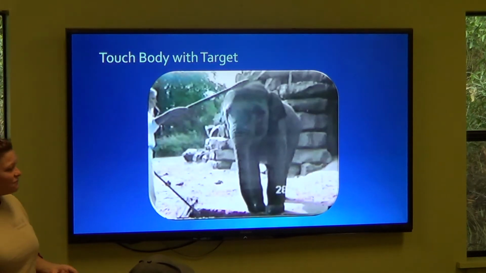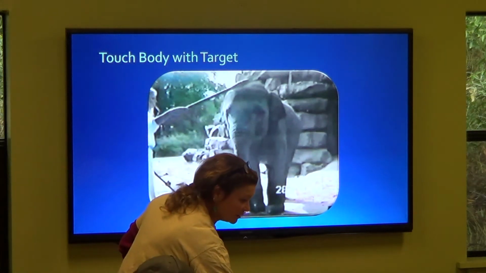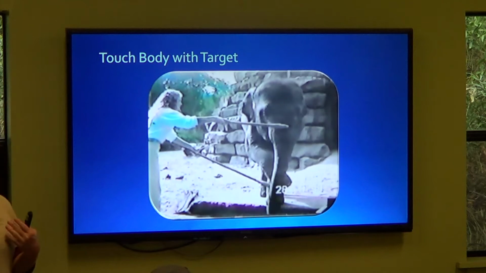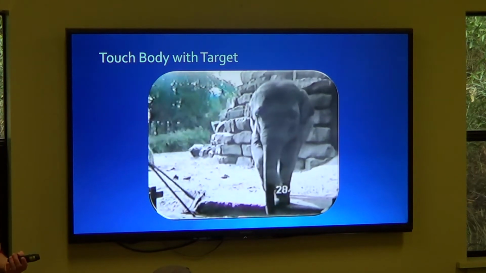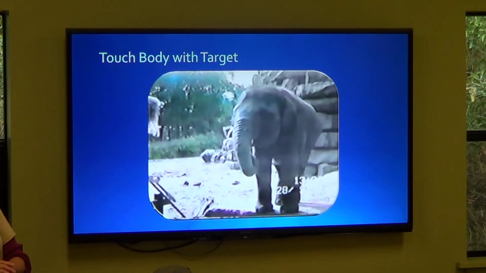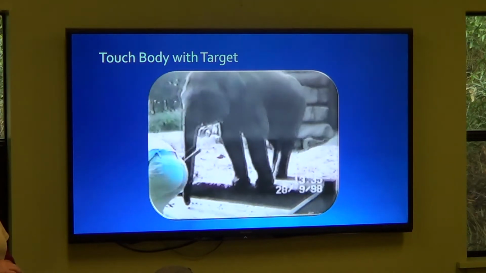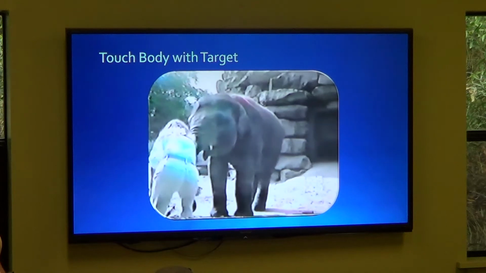So that would be your very first step of introducing a body target, just basically presenting it to the animal. Then you might start to touch their body parts with the target, and again, they're associating the feeling of that thing touching them with the reinforcement.